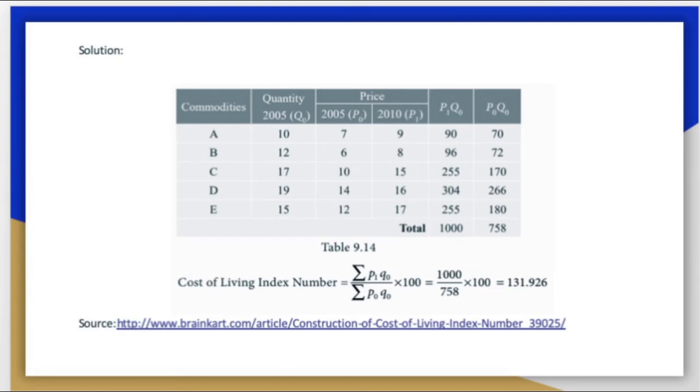So here the cost of living index number is summation P1 Q naught divided by summation P naught Q naught into 100. That is 1000 divided by 758 into 100, that is 131.926.